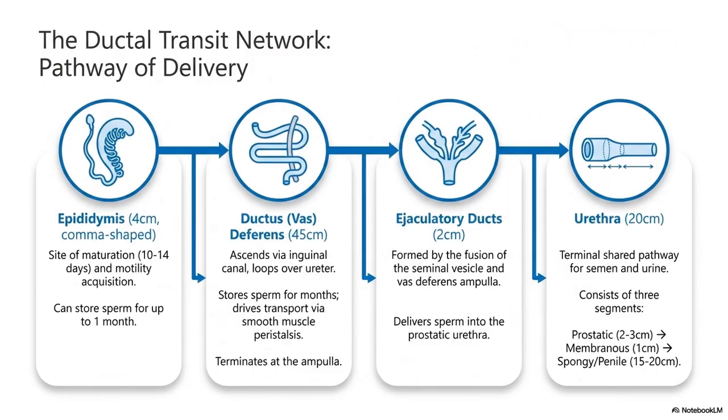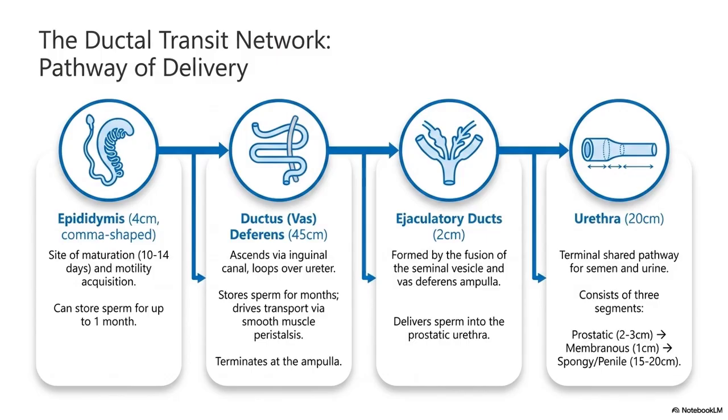Now moving on to the ducts present in the male reproductive system, there are four types of ducts: the epididymis, ductus deferens or vas deferens, ejaculatory ducts, and the urethra. The epididymis is a 4 cm long comma-shaped organ that originates from the posterior surface of the testis. It is the site of maturation of sperm, wherein the sperm attain motility after maturation. It also acts as a site for storage of sperm for up to 1 month.